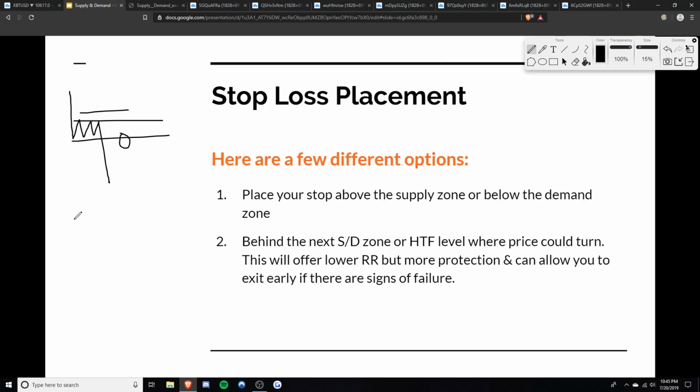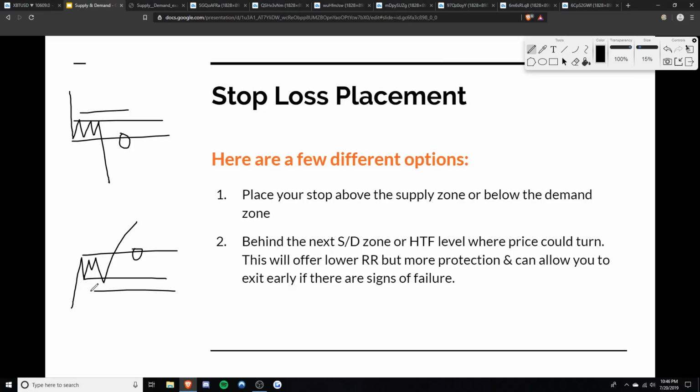The opposite for rally, base, rally, demand zone. You can place your entry here, your stop below here. And as far as the wicks, I think I said this already, I only mark out the candle body, but you have to take the wicks into consideration because they are still part of the zone. I just like to mark the candle bodies to keep it cleaner, and that's typically where price reacts.